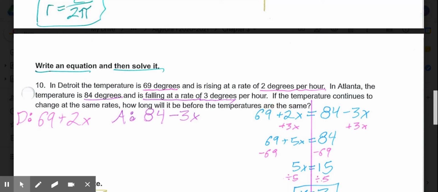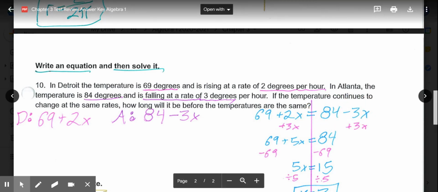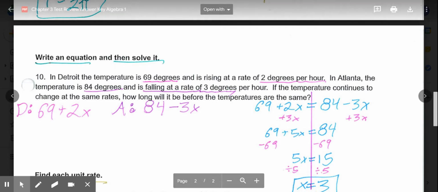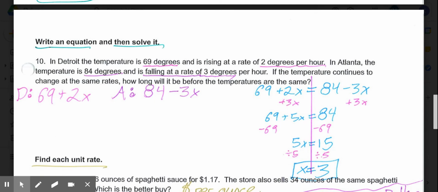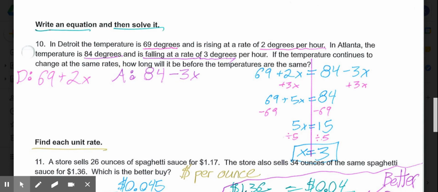So Detroit, when is that equal to Atlanta? Meaning, when are they the same? So you set Detroit equal to Atlanta. Then we can solve for x. So I added the 3x to each side to get all my x's to one side. And we'd have 69 plus 5x equals 84. Undo the addition of 69, so subtract 69 from each side. And 5x equals 15. Divide both sides by 5. And x would equal a positive 3.